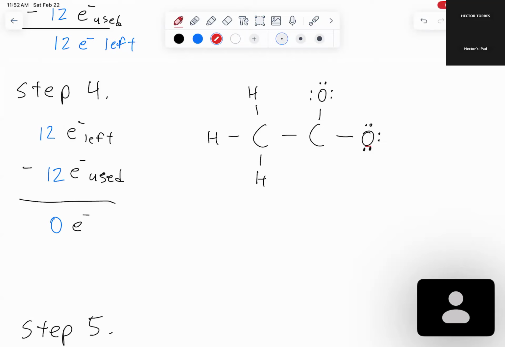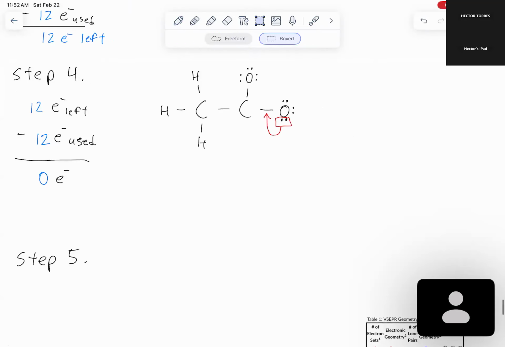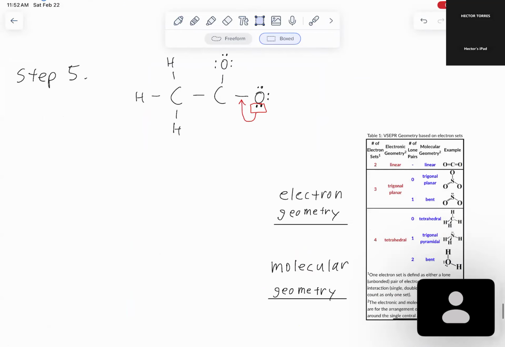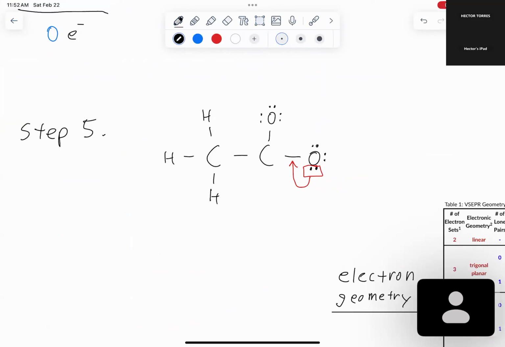One thing we can do is grab these electrons and move them down to make a double bond. And that is what we're going to do in step 5. Step 5 is looking at the molecule, seeing if we have full octets, and if not, making them into double bonds.